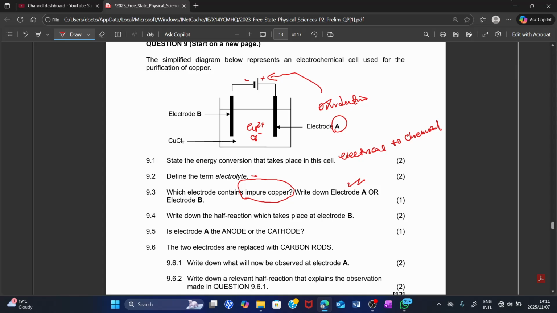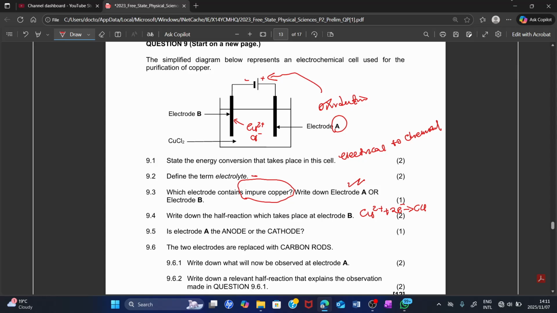Okay, now next, write down the half reaction which takes place at B. So since B is negative, copper will be attracted there. So the answer here is going to be copper ion plus 2 electrons to give us copper solid. That is the answer for that one, 2 marks.